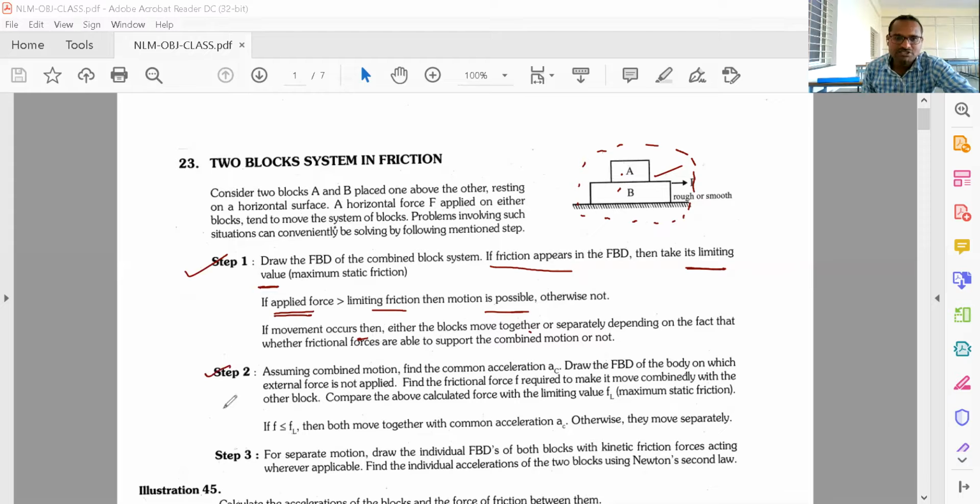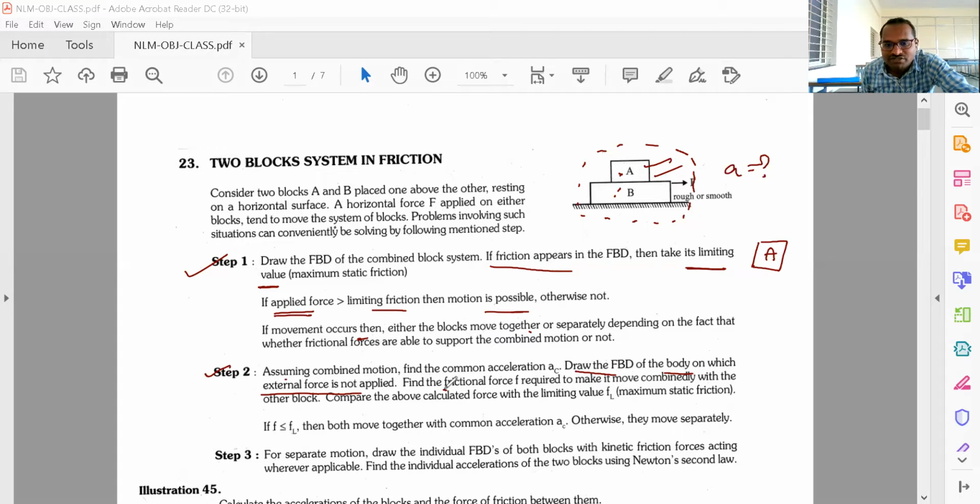So for that, step two, what we need to do is assume combined motion. By assuming combined motion, find out the acceleration of the two blocks. Then draw the FBD of the block on which force is not applied. See, draw the FBD of the body on which external force is not applied. In this example, on block A, force is not applied. So draw the FBD of block A.